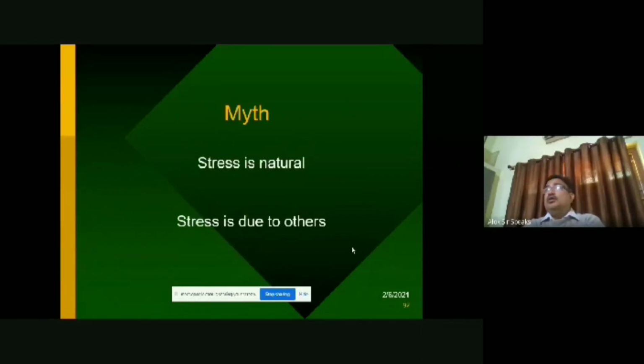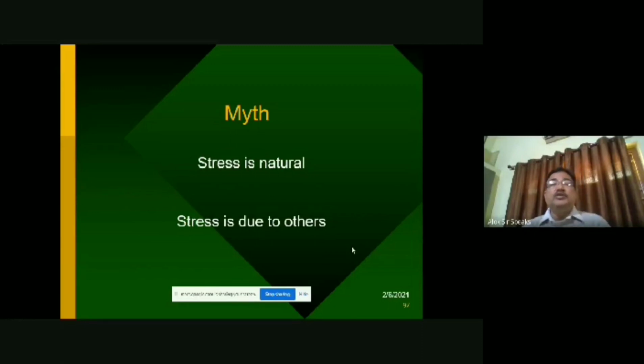Now, before we go to stress management, there are two myths, two wrong belief systems that we need to remove from our mind. First is that stress is natural. Many people say it is very natural these days to be under stress. So when we see somebody under stress, or when we ourselves start suffering from stress, we take it to be natural and normal, and we think we are no different from others. So it is a very common thing, and there is nothing to worry about it.